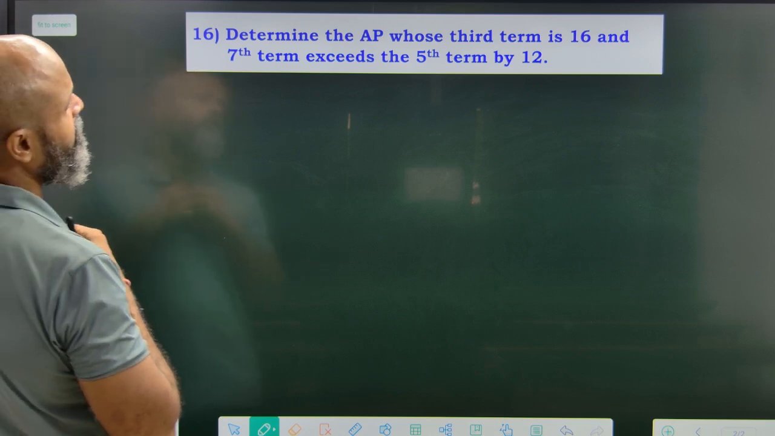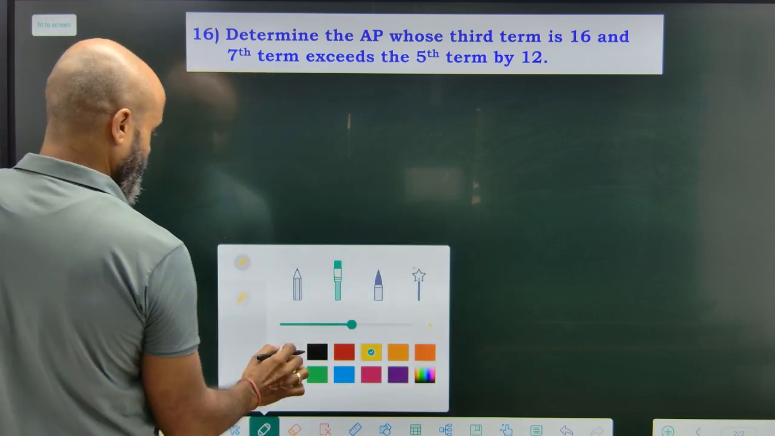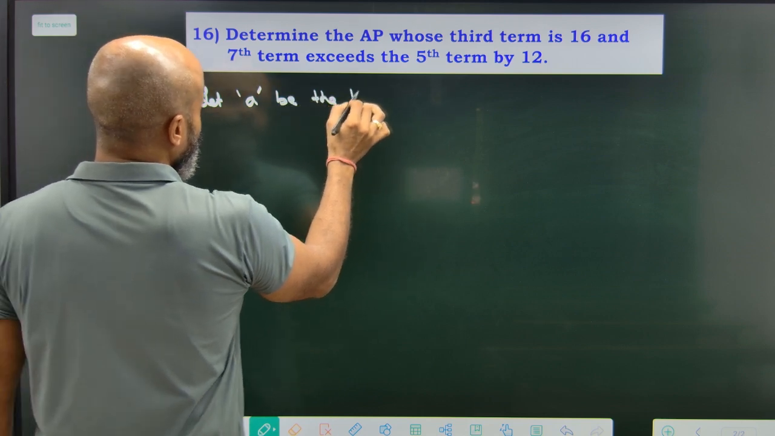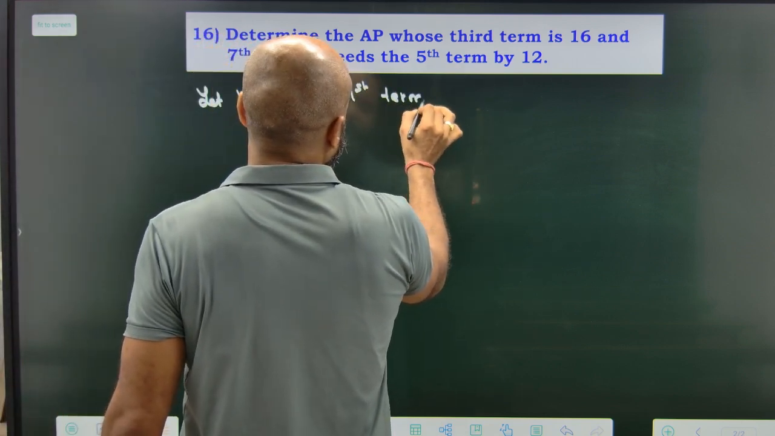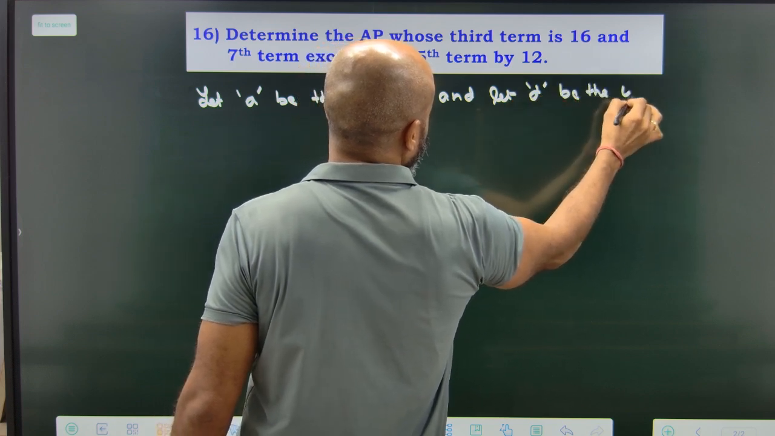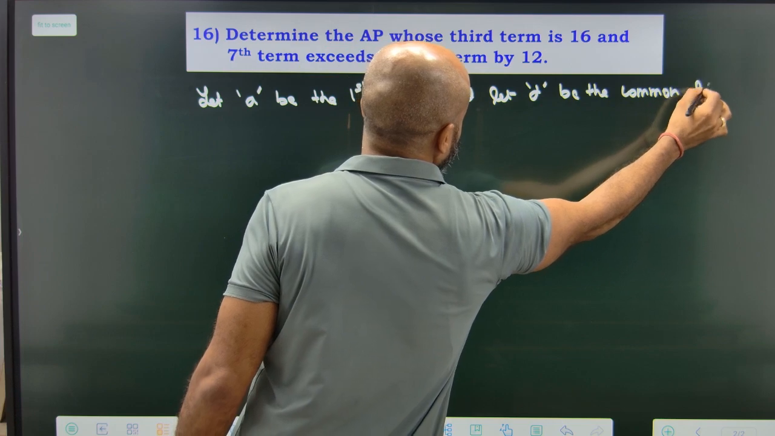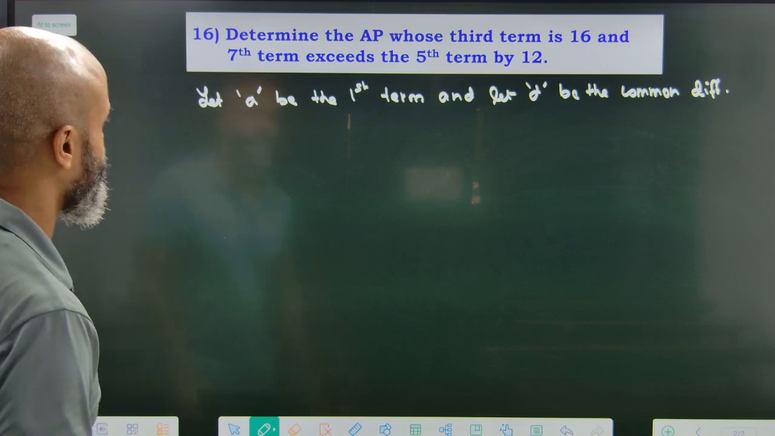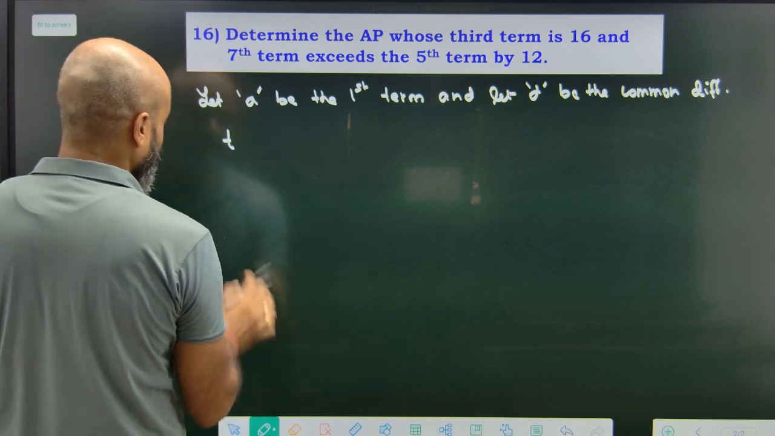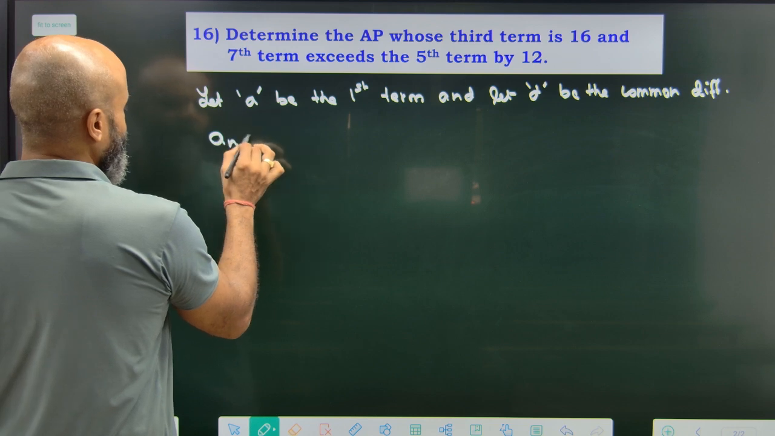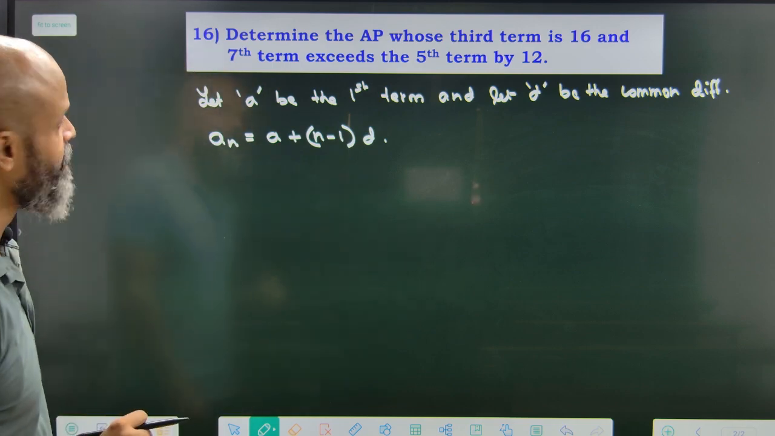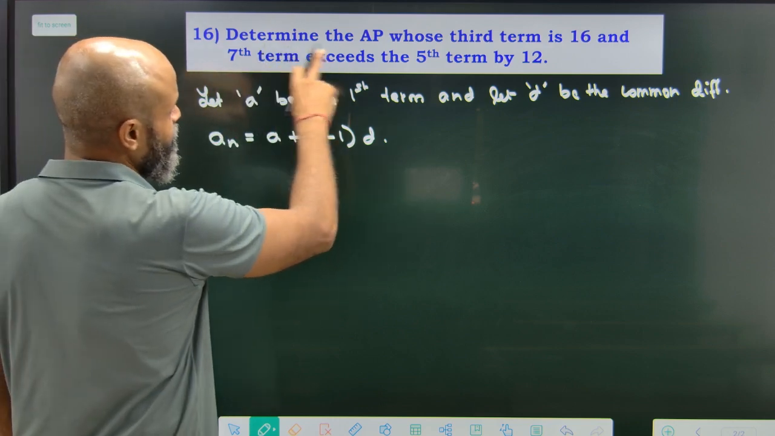Determine the AP whose third term is 16 and whose 7th term. So let's again assume, let A be the first term and let D be the common difference. Okay, determine the AP whose third term is 16. So here we have T3, or rather if we apply the formula, AN is equal to A plus n minus 1 into D. So here how do we find out the third term?